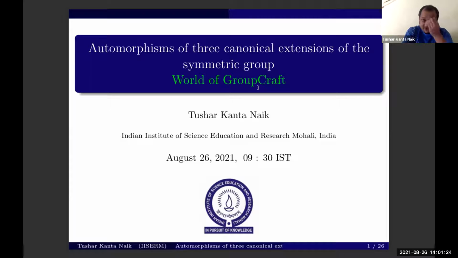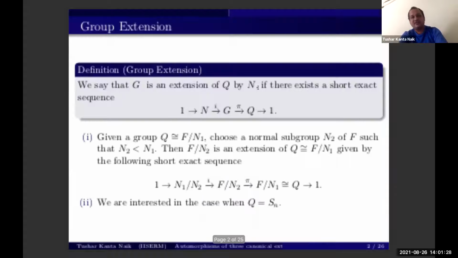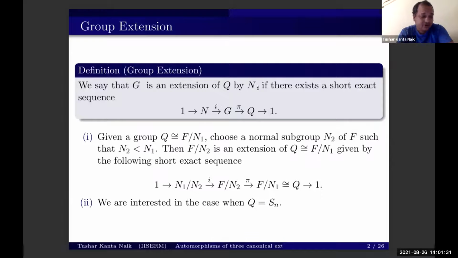As the title contains the word extension, let's begin by recalling what we mean by a group extension. We say that a group G is an extension of Q by N if there is a sequence 1 to N to G to Q to 1, where i is a monomorphism and phi is an epimorphism. The extension problem in group theory is, for a given pair of groups Q and N, to find a group G that can be seen as an extension of Q by N.